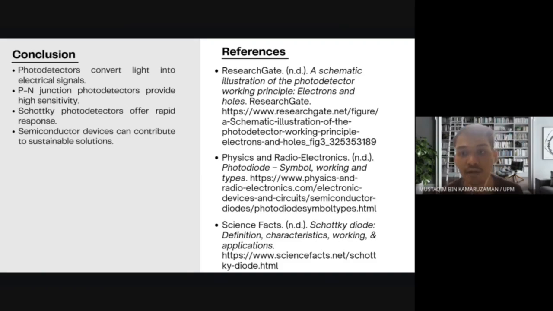At the right side is the reference list that I used to produce this slide presentation. I think all of you can also use this reference list to do some research about the Schottky photodetector and other topics.